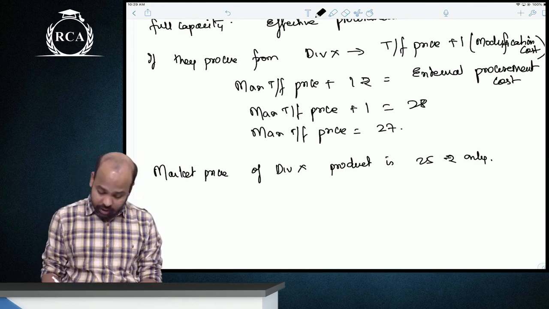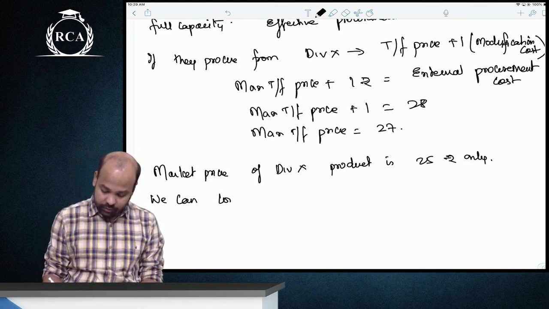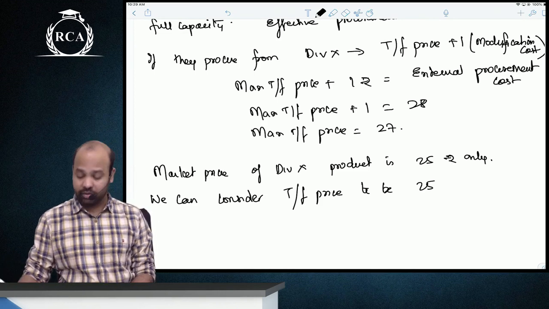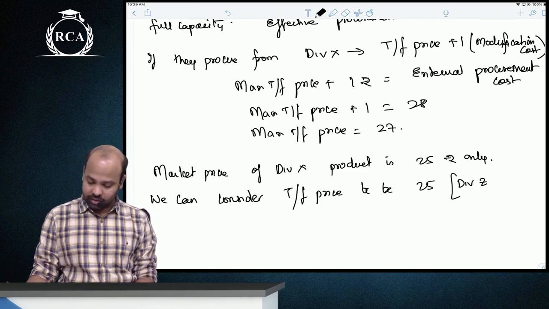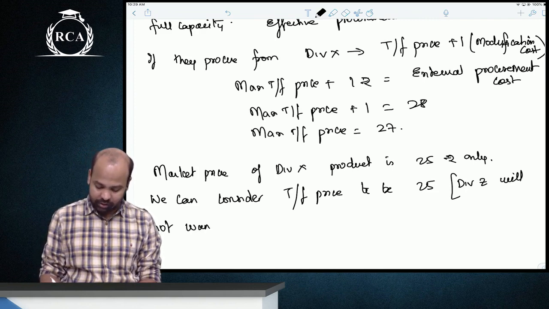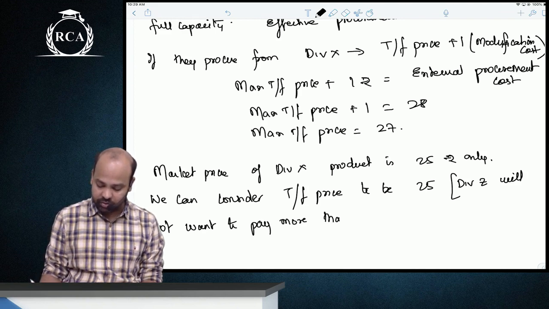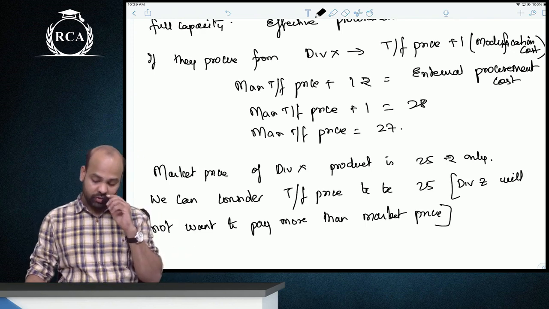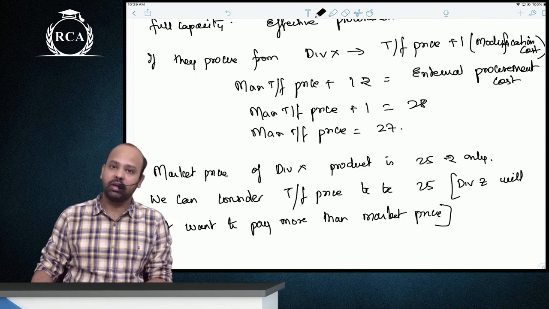So we can consider the transfer price to be 25 rupees. Obviously division Z will not want to pay more than the market price. He will say, you are anyways recovering. You can think that the maximum transfer price from the viewpoint of the company is 27 rupees, but division Z will not want to pay more than 25 rupees. He'll be like, brother, you keep 25 rupees, take this 25 rupees and then accordingly take a call. Understood?